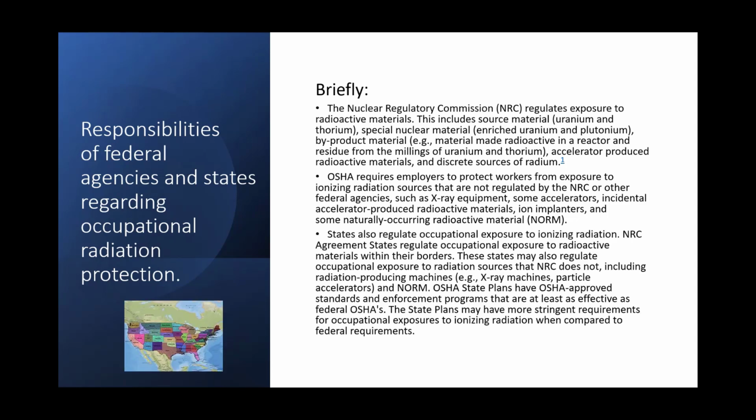States also regulate exposure to ionizing radiation in conjunction with the NRC. The NRC has 28 states which are known as agreement states, and they basically are regulating the ionizing radiation exposures under the auspices of the NRC. These states may also regulate occupational radiation exposures that the NRC does not. The difference is that each state has its own policies and procedures and regulations.